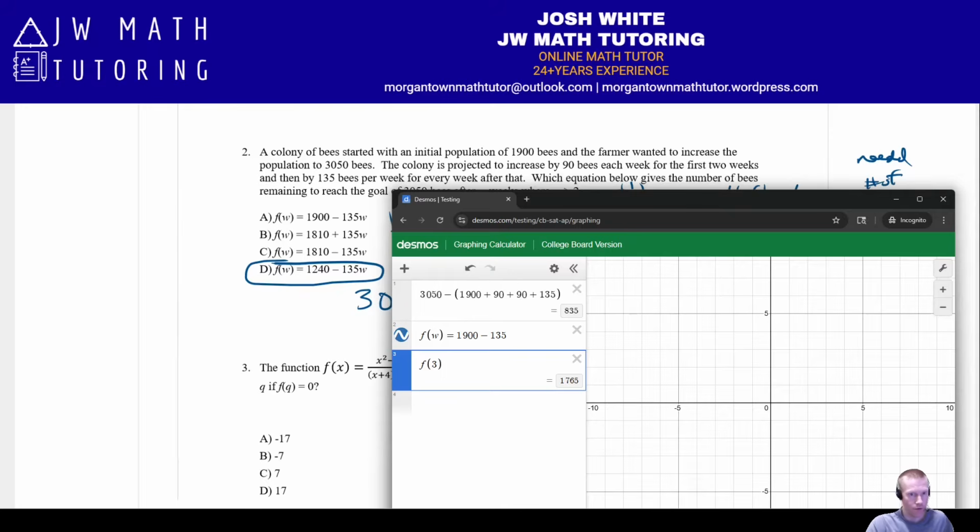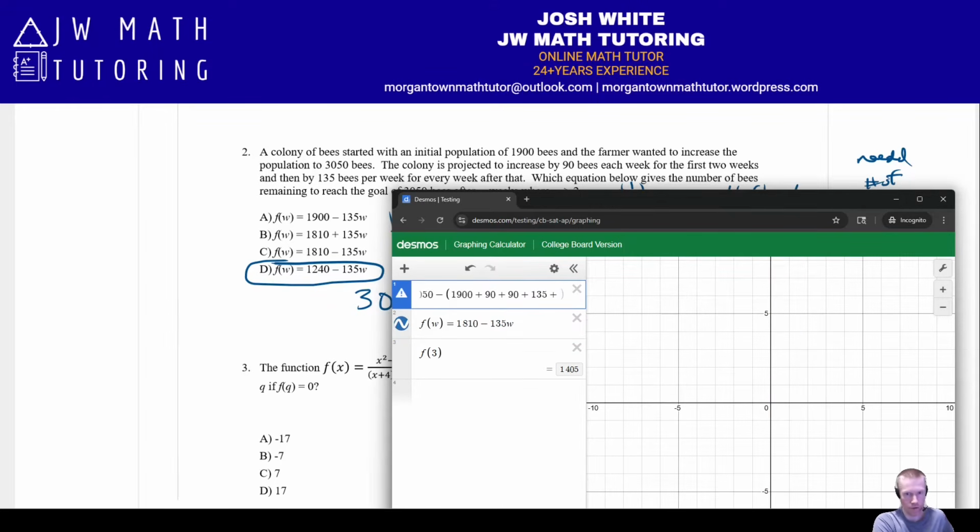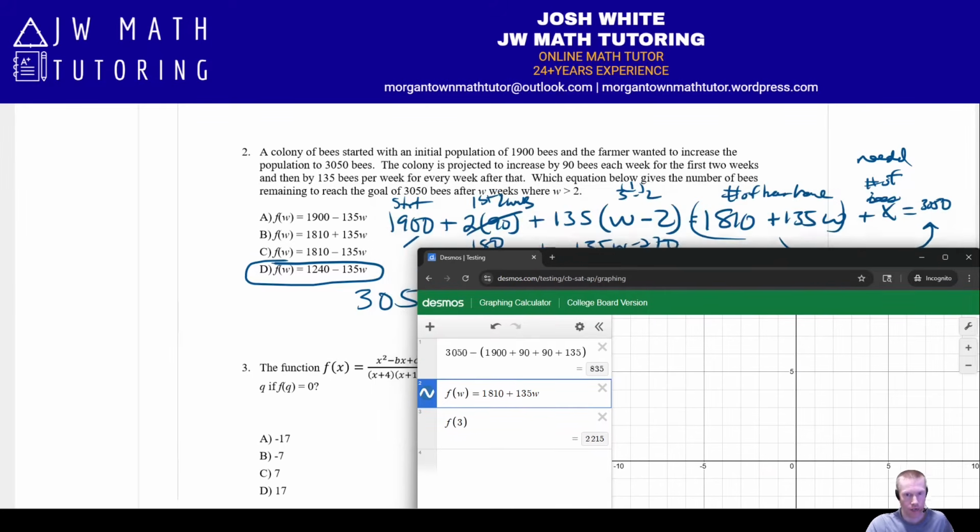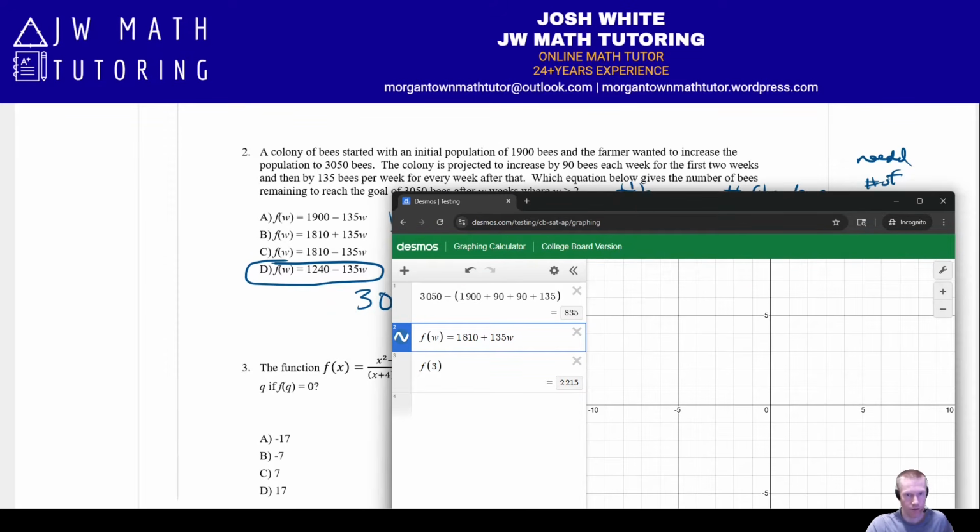Okay, so first one, not correct. What am I doing? I forgot to type the W there. There we go. 1900 minus 135W. That's what I want. I plug in 3. Not correct. Now let's check the second one. 1810 plus 135W gives 2215. Not correct. Again, we're looking for 835. What about if I flip this? 1405. Still not correct.